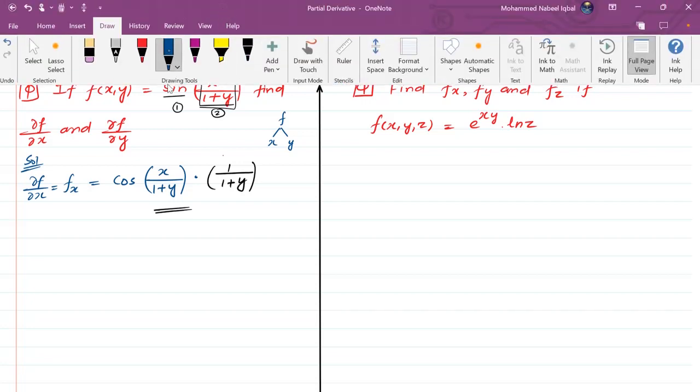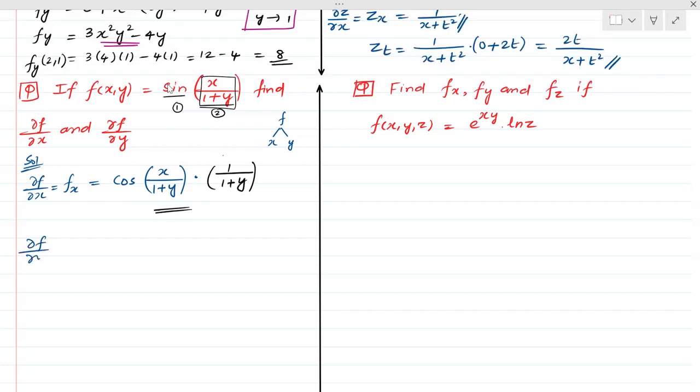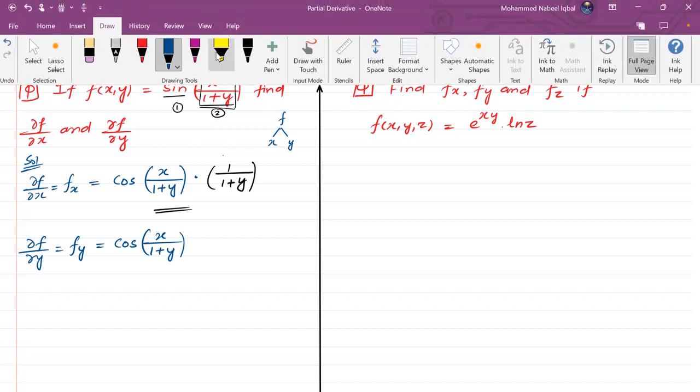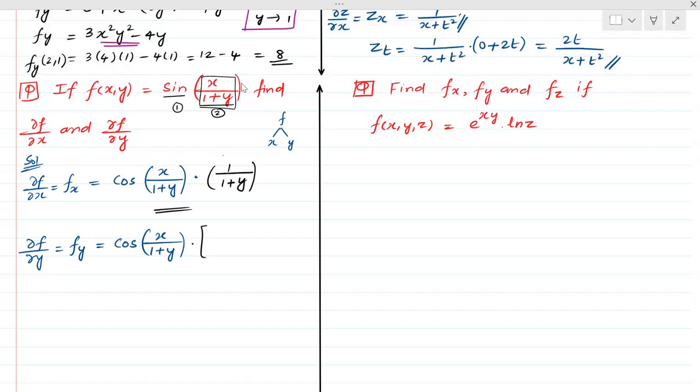Now similarly, the next one, dou f over dou y. What is dou f over dou y? Differentiate first, with respect to y, the sine. What is the sine differentiation? Cosine of x over 1 plus y. This part is done. Now we have to go inside. When you go inside, x is a constant because it is in the product. Now what is the derivative of 1 over 1 plus y, which is minus 1 over 1 plus y whole square.